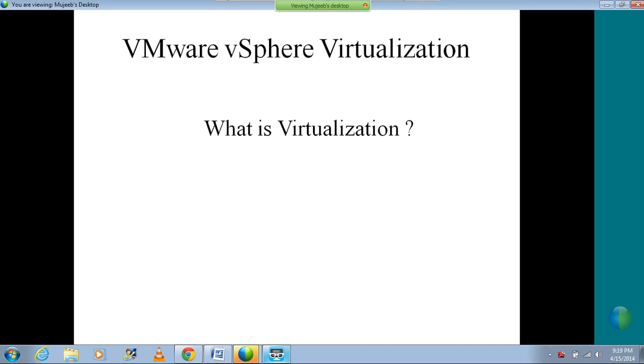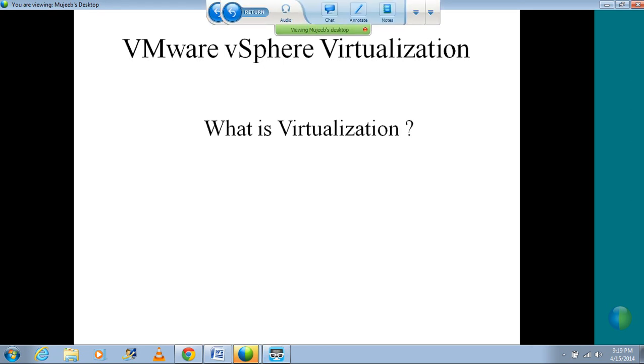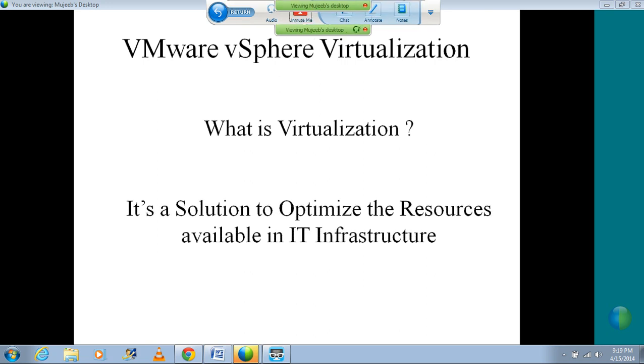Is it clear? Yeah. All right, fine. Now, what is virtualization? Virtualization is a solution to optimize resources which are available in your IT infrastructure. Okay, it's a solution to optimize the resources available in IT infrastructure.